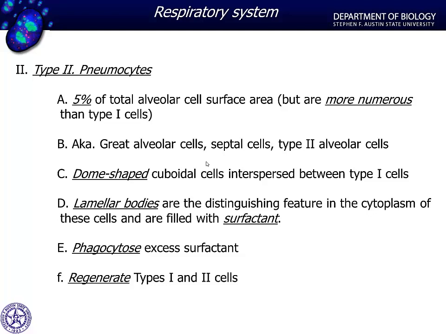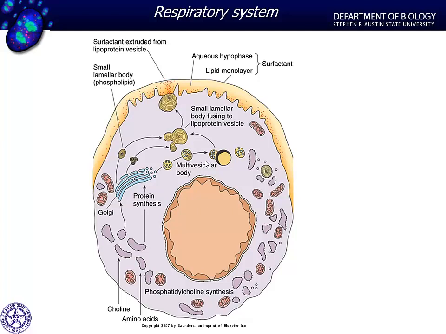Now when we look at these cells, especially at the EM level, we can see vesicles inside that look layered. They're called lamellar bodies, and these are the vesicles that are filled with surfactant. So they produce and secrete the surfactant, but they're also phagocytic in that they can remove excess surfactant from the alveolar spaces. These cells are fairly diverse in their function because they are also regenerative, and they can produce more type 2s, but in some cases they can produce more type 1 pneumocytes as well.